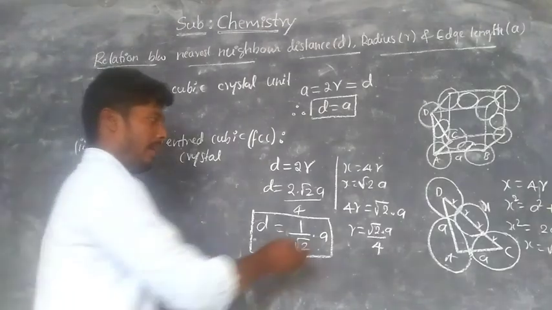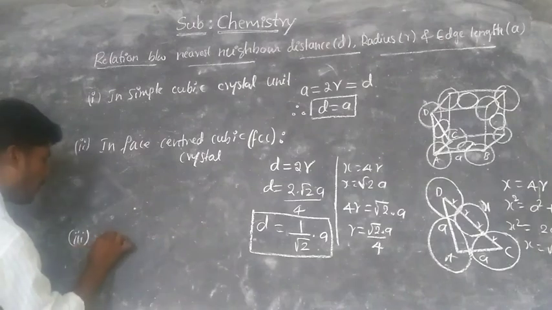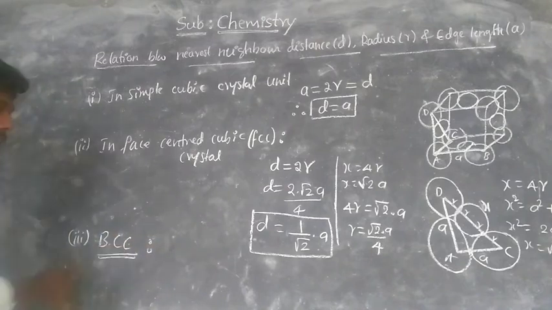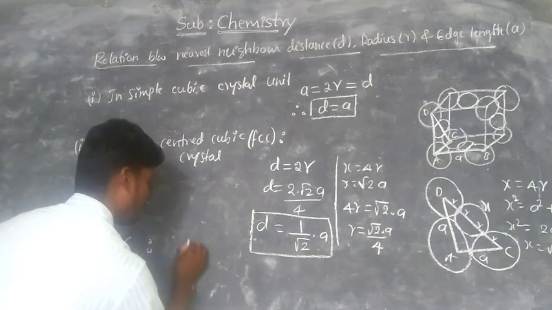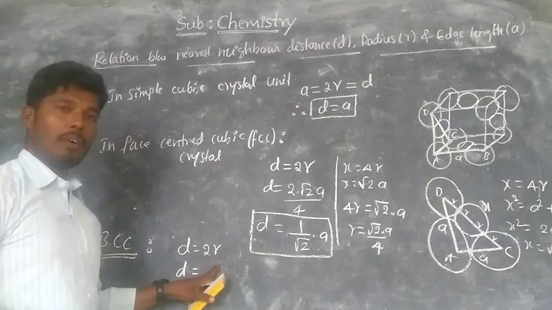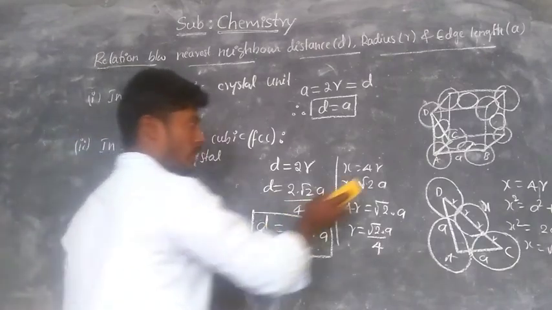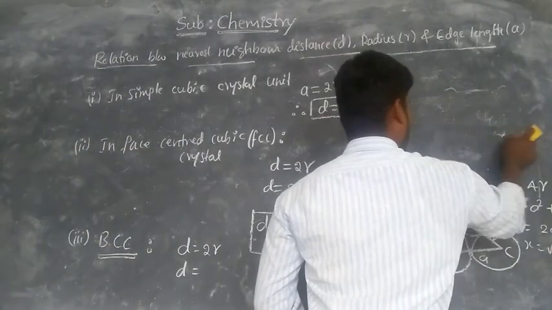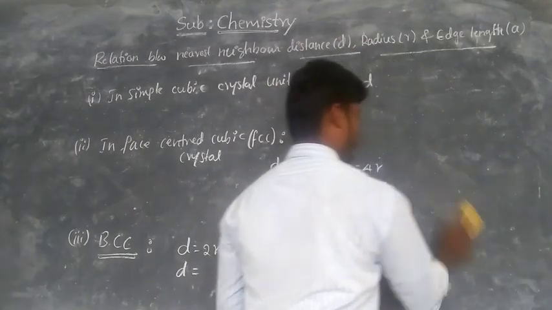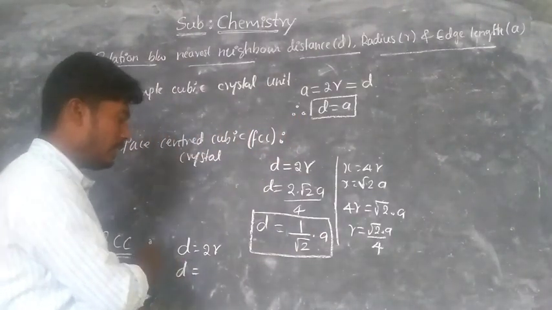Similarly, the third case is body centered cubic crystal, BCC. In body centered cubic crystal, you know D is equal to 2R. There, to find the value of R, we get Y is equal to 4R. In this case, you get Y is equal to 4R, and find the value of X.